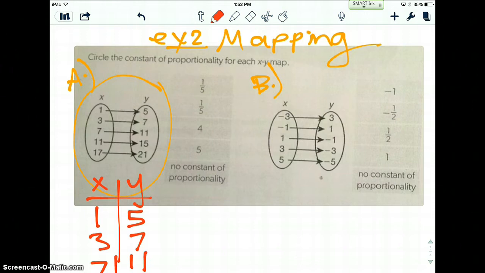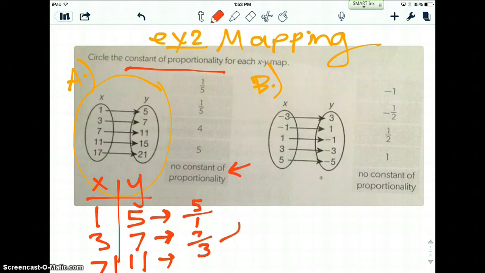I'm going to stop there and see if I can figure out what the constant of proportionality is. There is something that says no constant of proportionality. That means that it's not even proportional. So let's see if our ratios are turning out to be the same. So here, my y to x is 5 to 1. Here, my y to x is 7 to 3. All right, these are already not the same. So I'm going to go ahead and circle no constant of proportionality because these ratios were not constant. They weren't the same. So this relationship isn't even proportional.